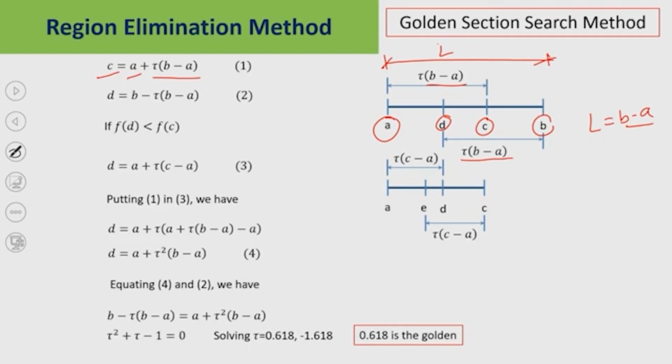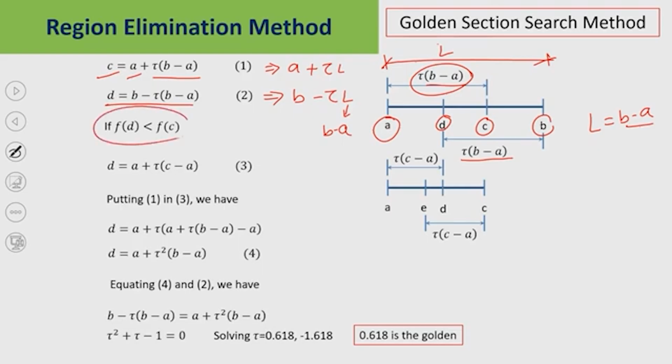So, this is C equal to A plus tau times (B minus A), and similarly I can write what D is. D is B minus tau times (B minus A), or you can say this is B minus tau L, and this is A plus tau L. So, L is nothing but B minus A. Okay. So, I am getting this one.